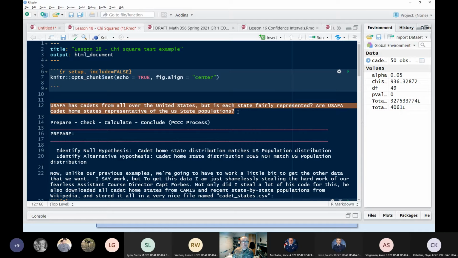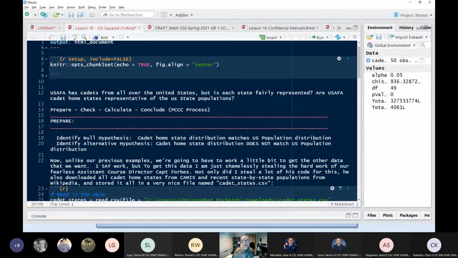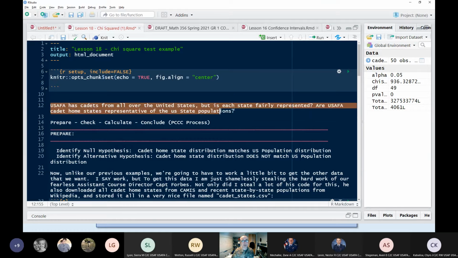And so we're going to use prepare, check, calculate, conclude, same as we did before, because it's the same general process. What we have to prepare, check, and calculate are slightly different, right? So before I go on, are there any questions about what it is we are trying to prove? Because nothing's going to make sense if we don't understand. What we are trying to prove is that the states are represented the same way at USAFA as they are in the country. Do you guys understand what we're going for? I'm going to take that as a yes.